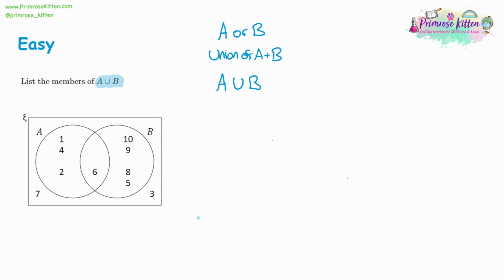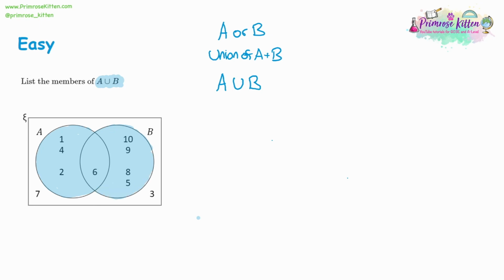So if I was to colour it in, we've got all of set A, we've got all of set B, and we've got the overlap. So this is what the union gives us. It's the sets combined together. And then with the overlap, you only count the overlap once. We're not writing 6 down twice because it's in A and it's in B. It's only in the blue shaded area once, so we only write it down once.